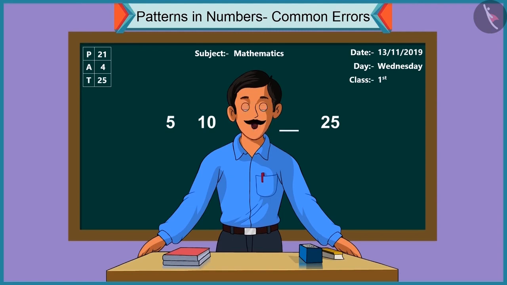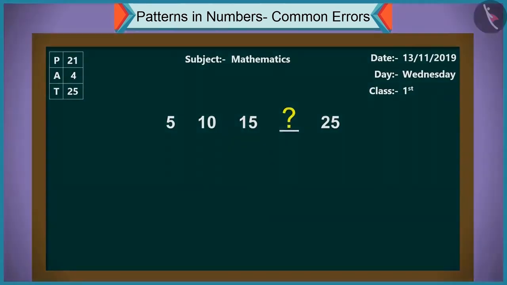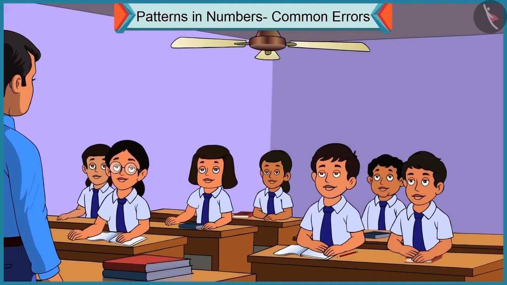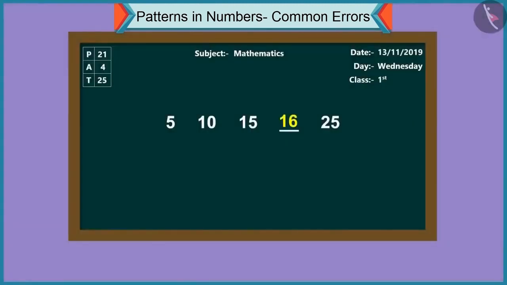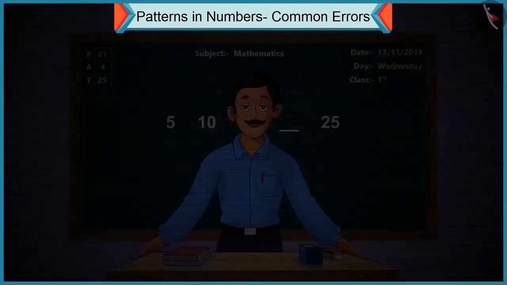In the given number pattern, you have to recognize the numbers that have been left out. Okay, sir. In this number pattern, which are the numbers that have been left out? This is easy. 16 will come after 15. No, Chutki. Look at this pattern carefully and find out how to continue with this pattern. I did not understand, sir.